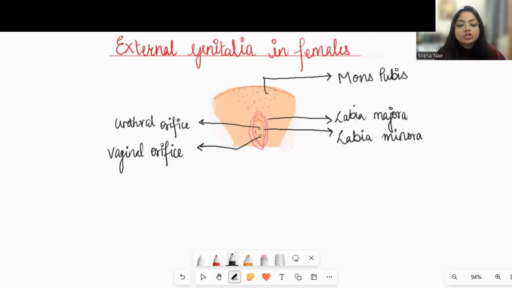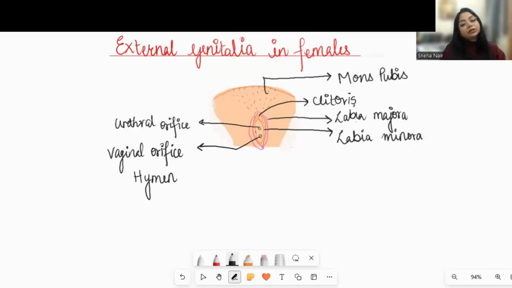And at the junction of the labia minora, there is a part called the clitoris. Now, the clitoris is homologous to the male penis. That means it functions the same as the male penis, and it consists of sensory nerves. That makes it a very sensitive part. The vaginal orifice is covered by a thin layer called the hymen. I cannot draw the hymen over here, but I will just write hymen. The vaginal orifice is partially covered by a layer called the hymen.